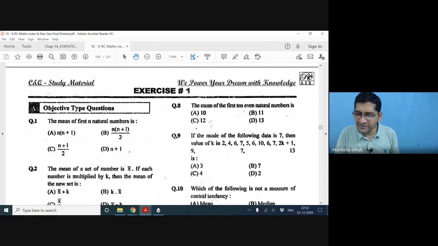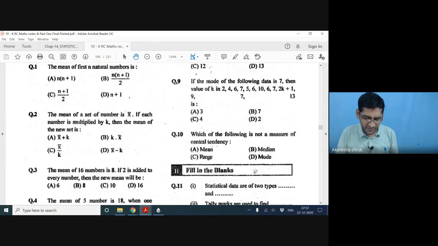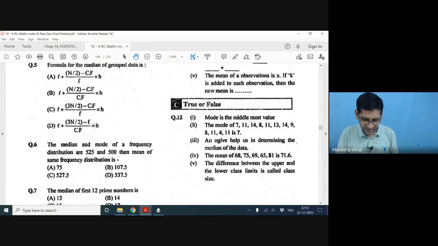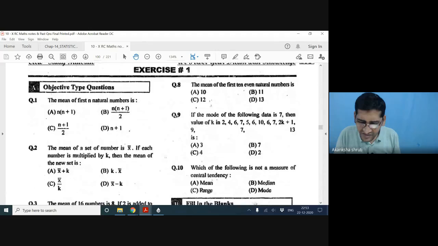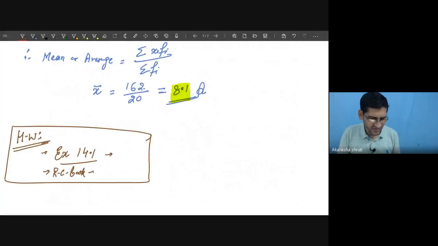Mean of first 10 even numbers. See question number 8. You will calculate. Mean of the first n natural numbers, you can calculate. Mean of x, mean. So 1 to 4, then 8 and 10. This question from our exercise 1 we have to do.